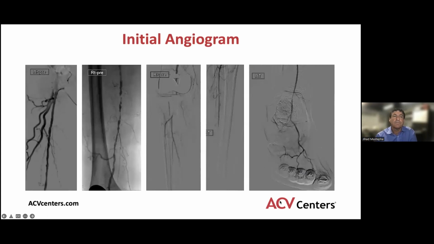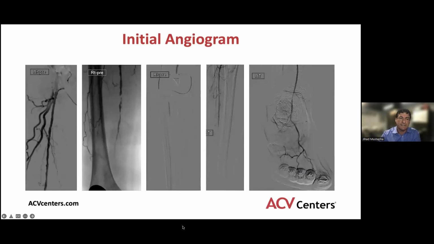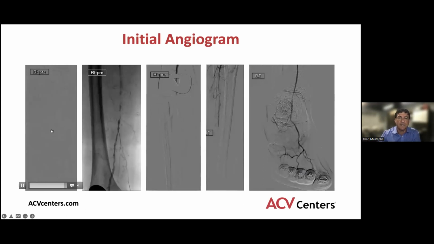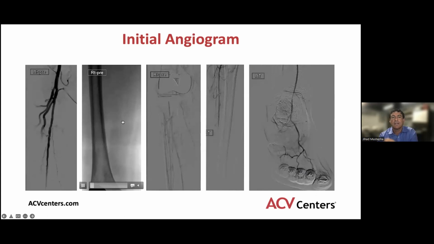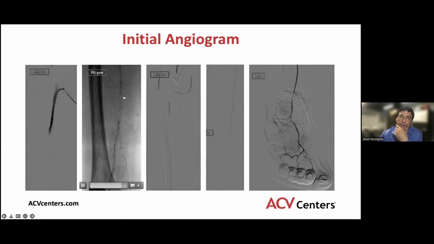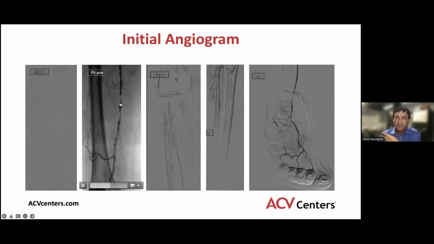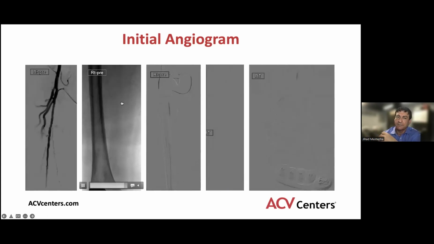The angiogram here is based on ultrasound-guided access in the proximal SFA. And you can see that the disease starts high up in the SFA and involves the popliteal artery and distal SFA subtotal occlusion. And this is important to see, as this could be problematic to cross.